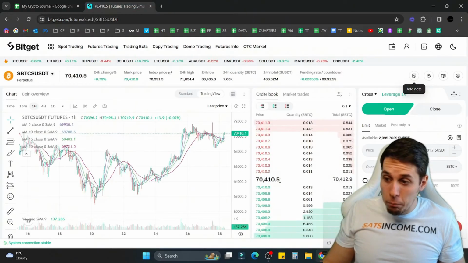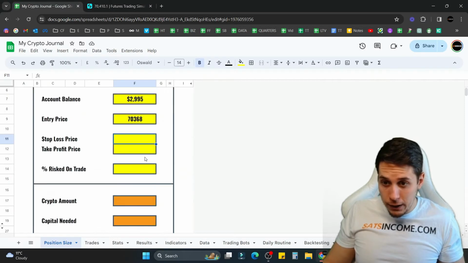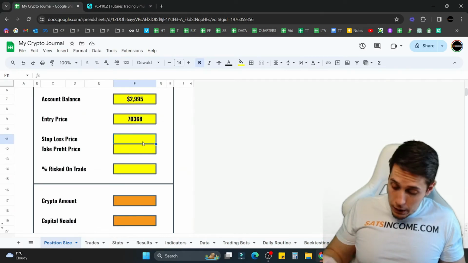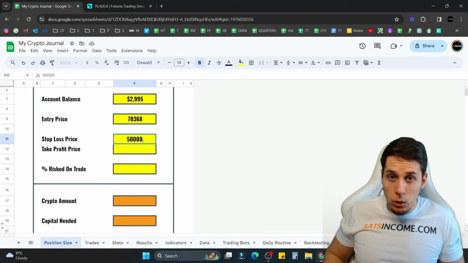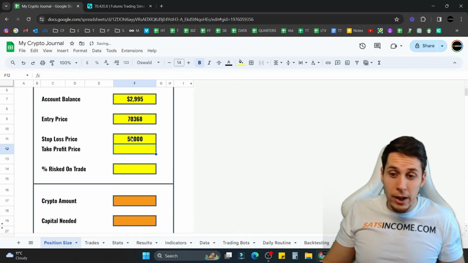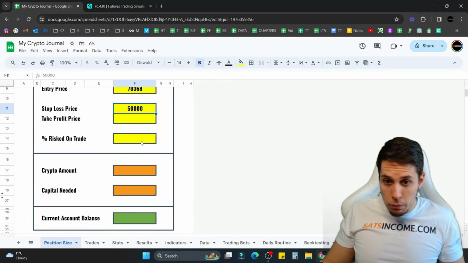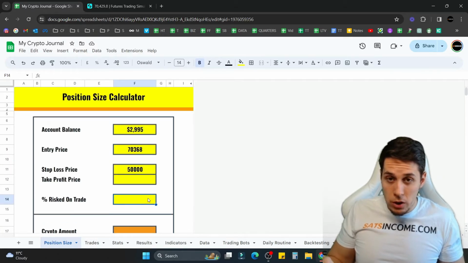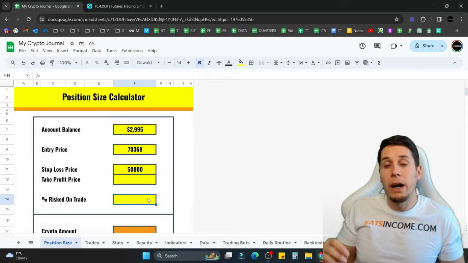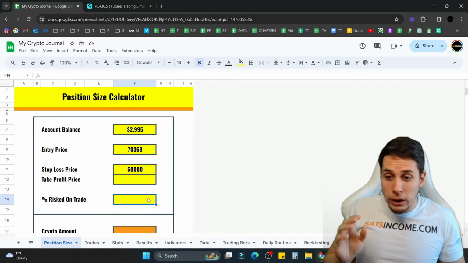So let's say that you want to make an investment in Bitcoin at the current price, but if Bitcoin dumps to like $50,000, you want to exit this investment because then it's very likely that it's going to go down a lot lower. So you add here your stop loss price, then you have to add the percentage risk on trade. What percentage of your account you are willing to risk on this idea, right?